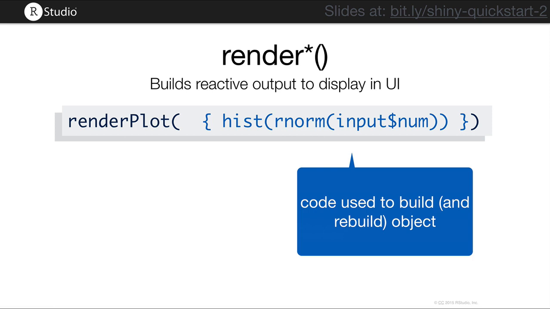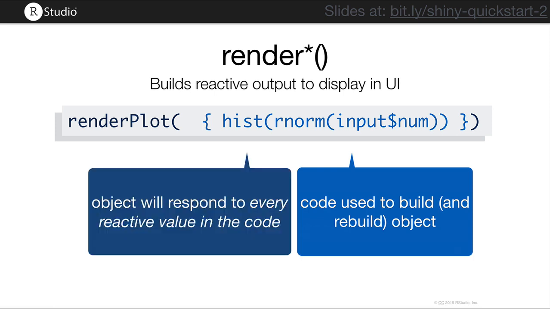This object will respond every time a reactive value in the code block changes. So you could have 1 reactive value in that code block, you could have 10 reactive values, you could have 0 reactive values. But whenever a single value changes, the object created by renderPlot will be invalidated, which means it will, in this case, rerun that code to build a new version of itself that is up to date.